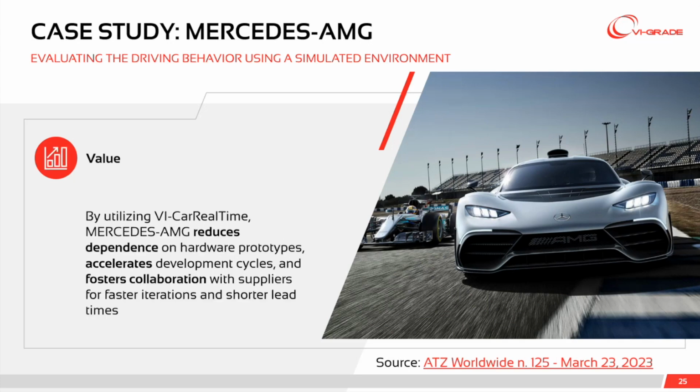The value brought by VI-CarRealTime to Mercedes-AMG is that it allowed to reduce the dependence on hardware prototypes and helped from the design process to the validation process of the V-cycle without having to build the prototype, which in this case is the hypercar. It accelerated the development cycles, and it fosters a collaboration with suppliers, such as Tier 1 suppliers, through faster iterations and shorter lead time.